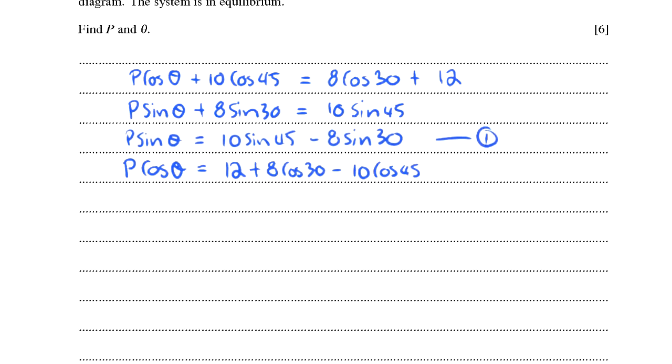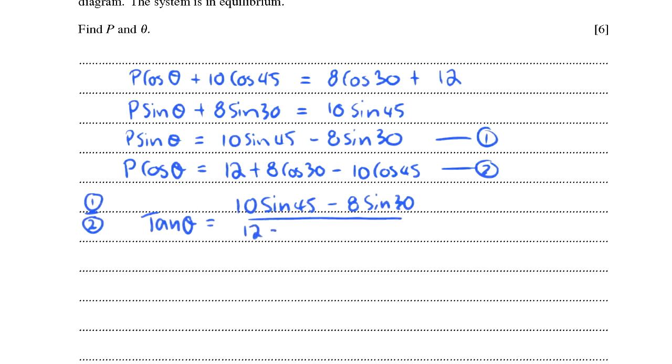Okay, so two equations. These equations are more helpful. Let's take equation 2 divided by equation 1, and that's going to be very helpful. Because P sine theta divided by P cos theta, the P's cancel to make 1. We get sine theta divided by cos theta, and that just gives us tan theta equals something a little crazy, but we can manage it. Tan theta equals 10 sine 45 minus 8 sine 30, all divided by 12 plus 8 cos 30 minus 10 cos 45. Okay, that's why we have calculators.